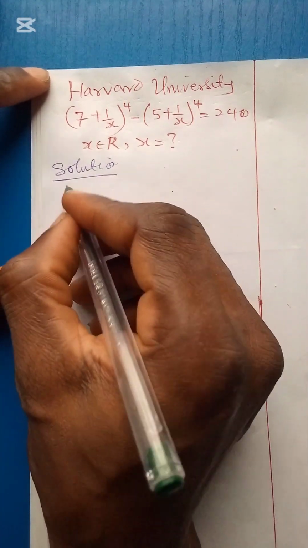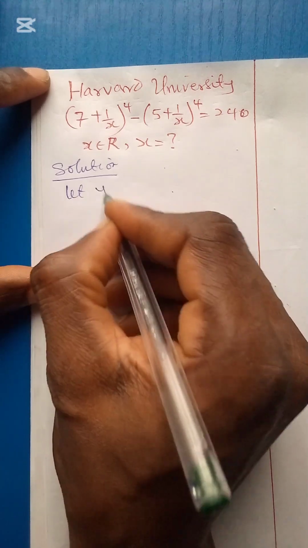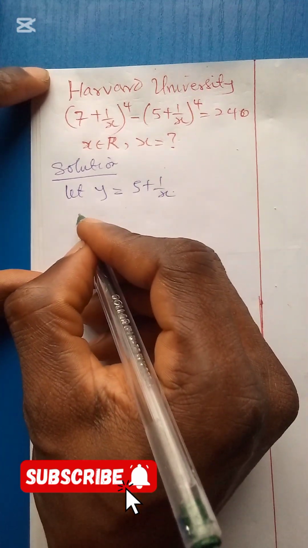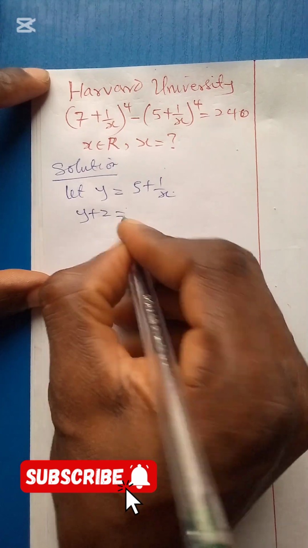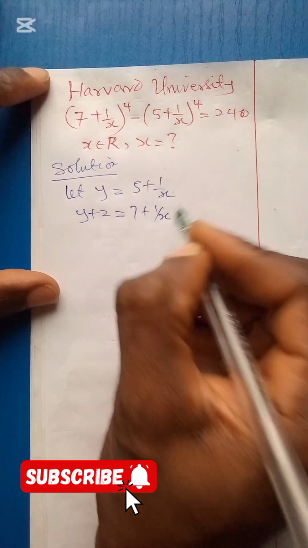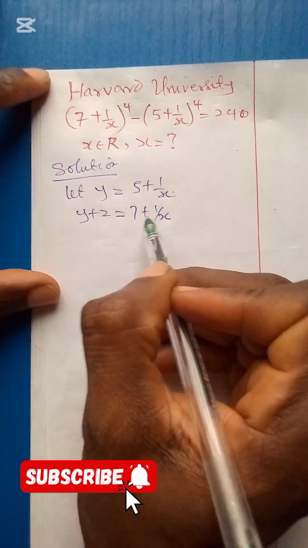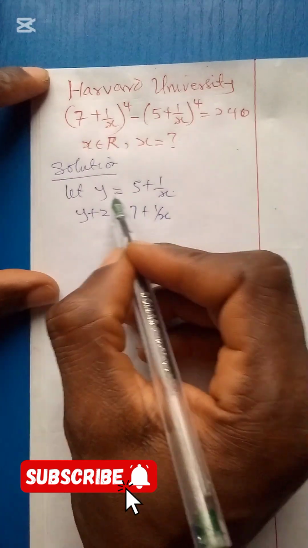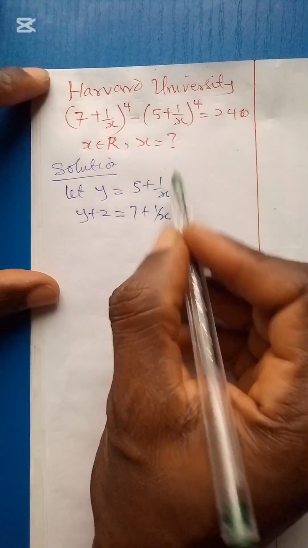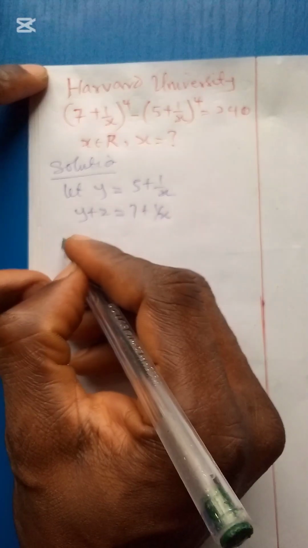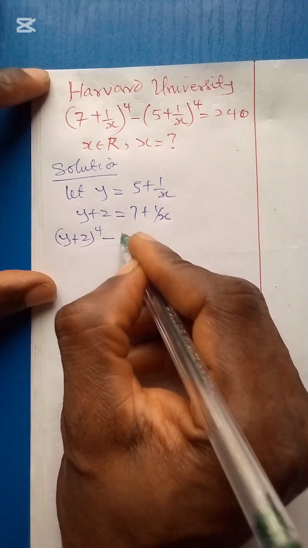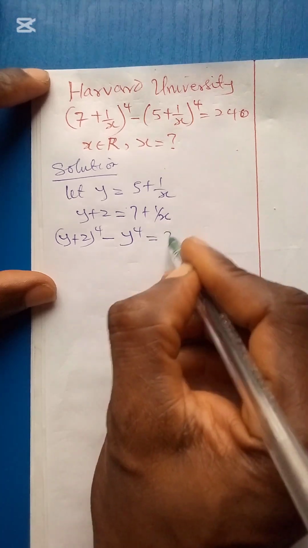We need to make a substitution. I'm going to let y equals 5 plus 1 over x. If that's the case, if I add 2 to y, I have 7 plus 1 over x. Therefore, I'm going to put y plus 2 for this term in the bracket, and then y for 5 plus 1 over x in this bracket. So it becomes (y + 2)^4 minus y^4 is equal to 240.